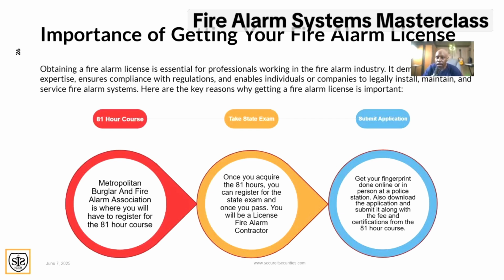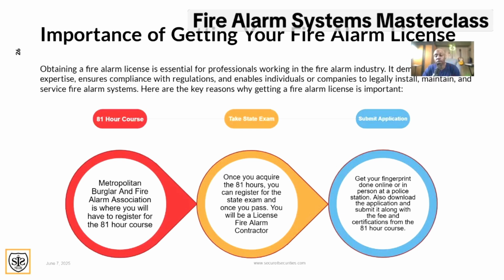So now if you want to get into the fire alarm industry, you're going to need this piece of paper here, and this is your fire alarm license. We have a course called the Fire Alarm Business Blueprint. Inside of that is the License Navigator, which is the second module inside that course. That module is focused on helping you get your fire alarm license. You practice exams, going over all the modules that are within this 81-hour course. You're still going to have to take this 81-hour course because the Metropolitan Burglar and Fire Alarm Association is registered with New York State. We are in the process of getting that done so everything can be done through us.